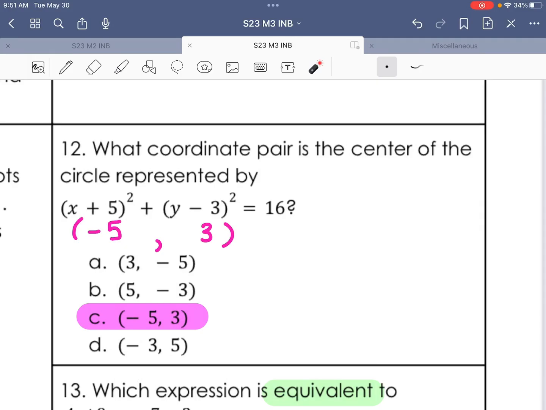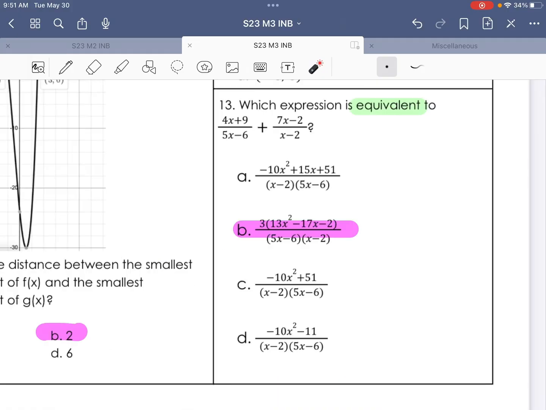But again, if you don't remember that, that's fine. If you graph this in Desmos, you can look at the circle and guess and check until you find the center. Number 13, equivalent. I cannot stress that enough. If you see equivalent, type it in exactly how you see it. Type in your answer choices and match the graphs until you find one that is identical. In this case, it was answer choice B.